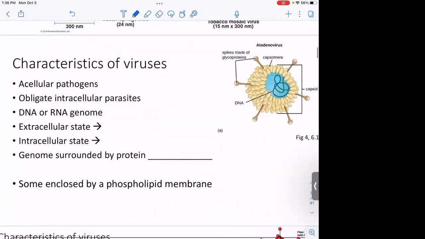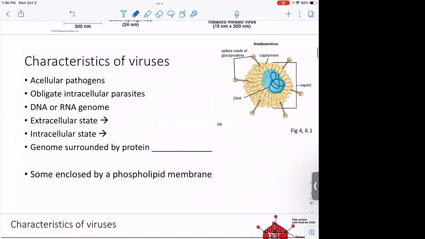All right, so characteristics of viruses. I said they're acellular pathogens. They don't have characteristics that other cells have.